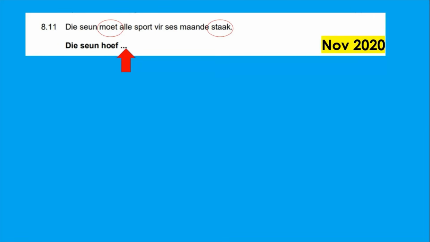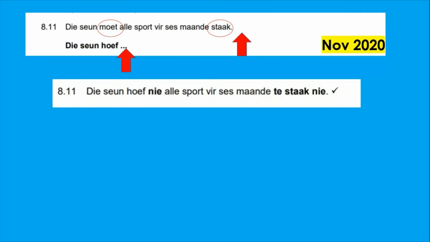And then, at the end of the sentence, because it is a negative sentence, we're going to have another nie, because we have twee nies in Afrikaans. Okay, let's see if you can do this. Pause. Now let's look at the answer. Die seun hoef nie. There we have the first thing they're testing on.